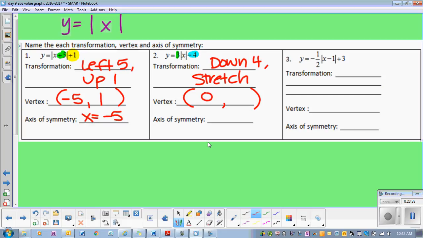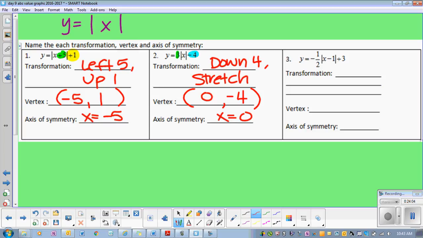Okay? Because I'm talking about x plus something, right? And it's nothing, so it's x plus 0. What is my k number on the outside? -4. So this is your vertex. 0, -4. Yes. Axis of symmetry is x equals 0. Good. Now let's look at the next one.